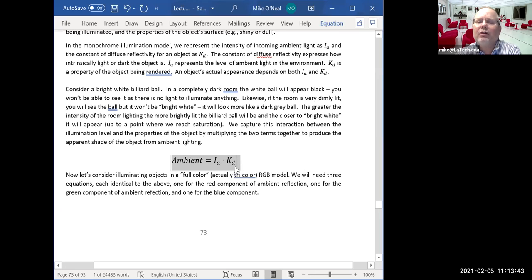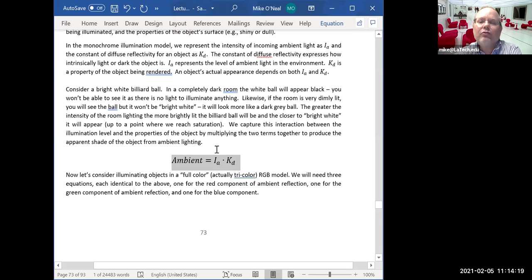Every object will have a reflectivity associated with it. If this were a color model, we would say that KD is the color of the object. If you're talking about a monochrome model, and this is a monochrome model here, it's the level of gray of the object. It's where it sits on the gray scale between white and black. So it's a property of the object. It is the object's color, if you want to think of gray as a color that goes from black to white.